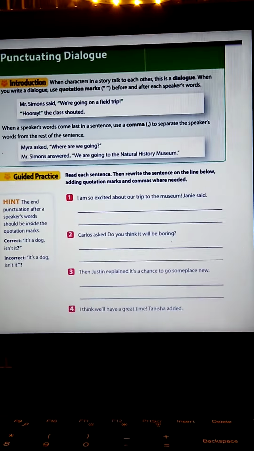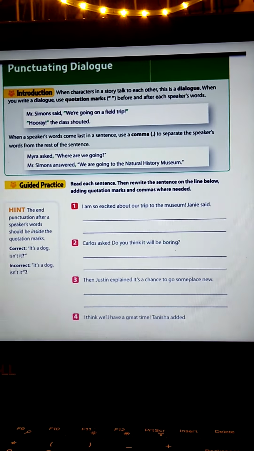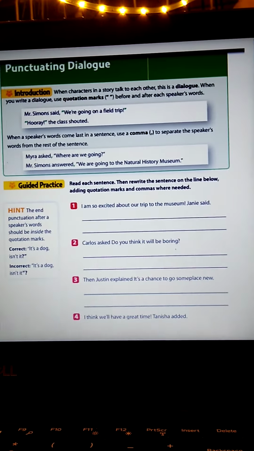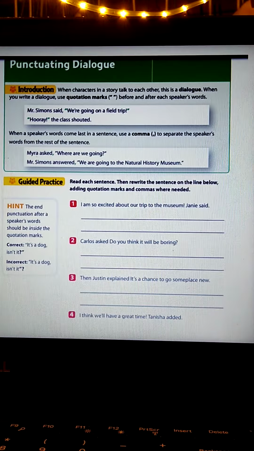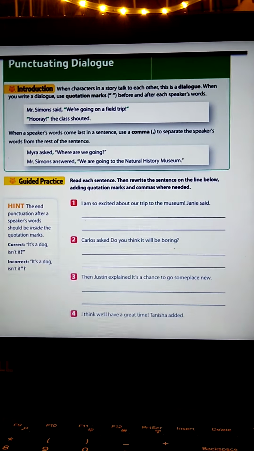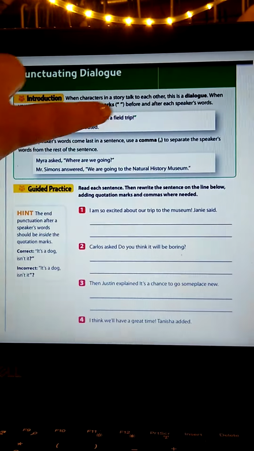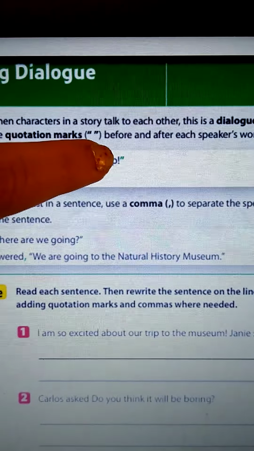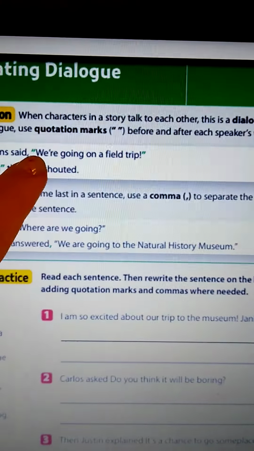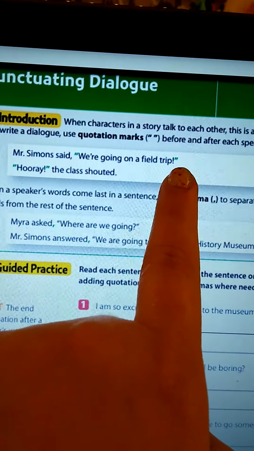So our example says Mr. Simons said, "We're going on a field trip." So Mr. Simons is the character or the teacher in this example. And then he said exactly, "We're going on a field trip." So that is what is in quotation marks. And notice that the quotation mark goes after the punctuation at the end of the sentence. So your quotation mark goes before, at the beginning of what they said, and at the end of what they said.